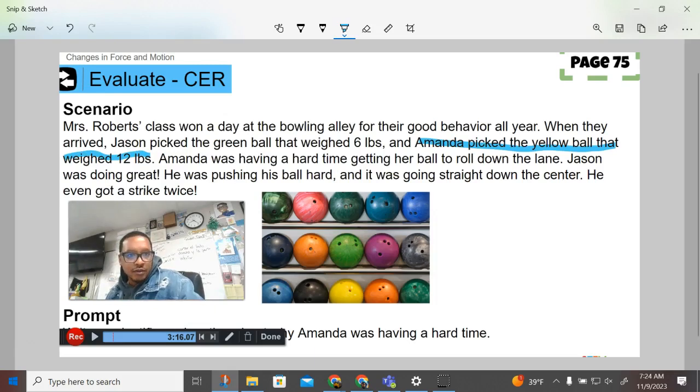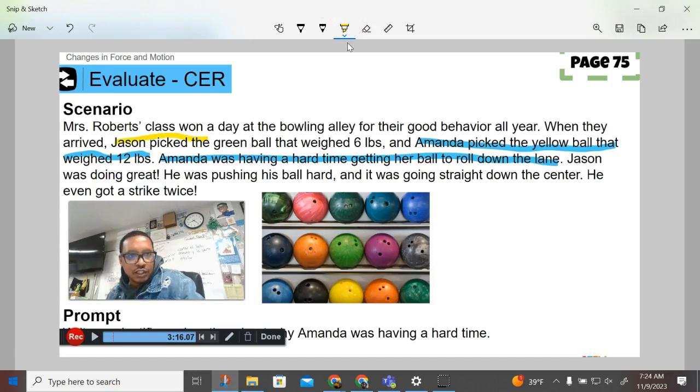Then Amanda was having what? A hard time. So let's highlight that part too. Sorry, my highlighting has been kind of crazy right there. Having a hard time getting her ball to go down the lane. Okay? Totally fine. Now that's everything that we see in there about Amanda. Let's switch over to Jason. Jason picked, right?